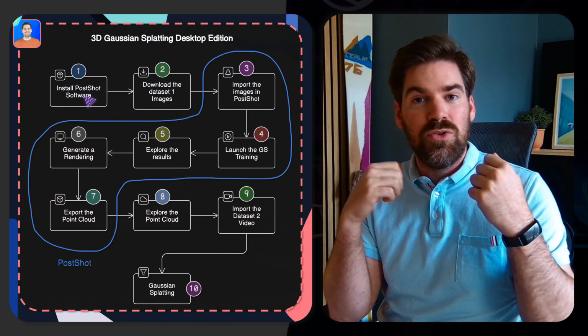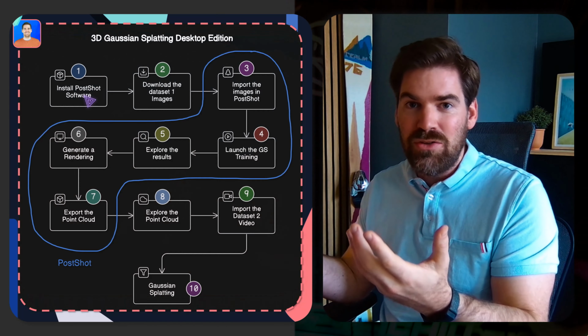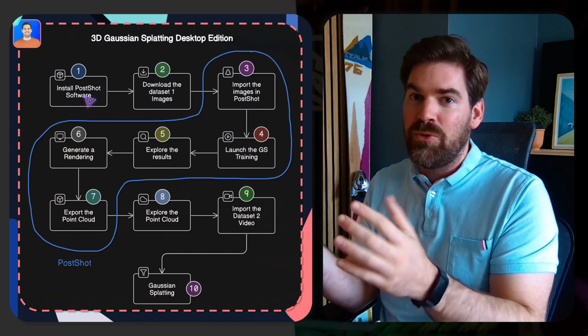Today, it's all about Gaussian splatting with a desktop solution. So how to do that? I prepared for you a 10-step process to showcase how you can just use a bunch of images, of course, a multi-view dataset, or a video that you shot to create Gaussian splatting. And in this case, I will showcase two scenarios.